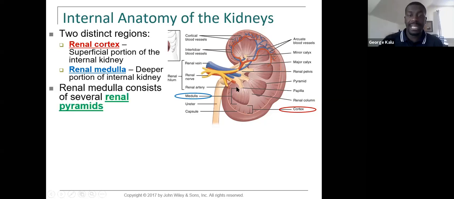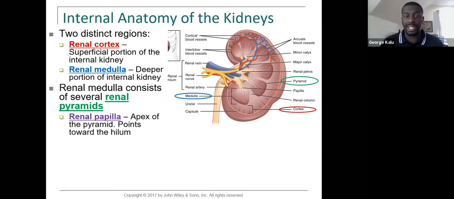Making up the renal medulla are these little triangular structures called renal pyramids. So this would be one renal pyramid here. This would be another renal pyramid here. Then a third one, a fourth one. Here's another one, and there's another one. So these are all renal pyramids, these triangular structures here.